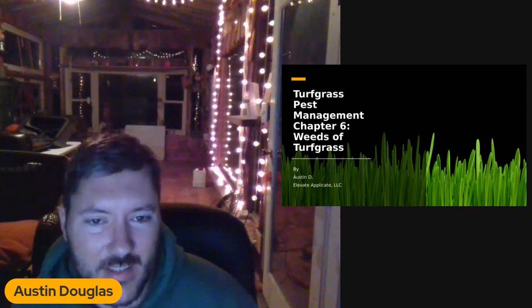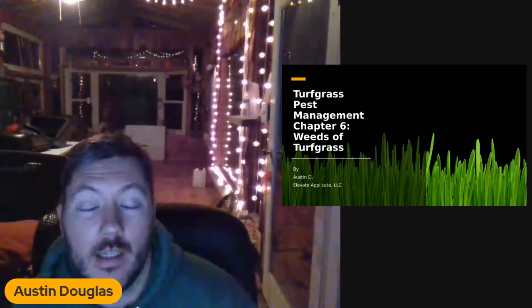Welcome back. This is Turfgrass Pest Management, Chapter 6, Weeds of Turfgrass. This chapter is pretty dense. Just to clarify, this is for Category 3A in Michigan, Turfgrass Pest Management. We're following that book, but this content's probably still relevant if you're studying for turfgrass in your area.